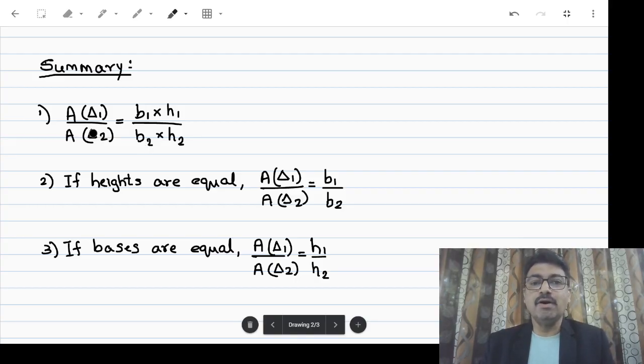So again, the ratio of areas of two triangles is equal to the ratio of products of the bases with their corresponding heights. If the heights are equal, then the ratio of the areas of two triangles will be simply equal to the ratio of their bases. And if the bases are equal, then the ratio of areas of two triangles will be equal to the ratio of their heights. These are three formulas. These concepts are very important in proving the basic proportionality theorem, also known as Thales' theorem. They also prove useful in solving several questions related to triangles.